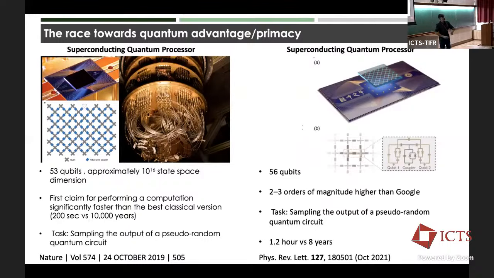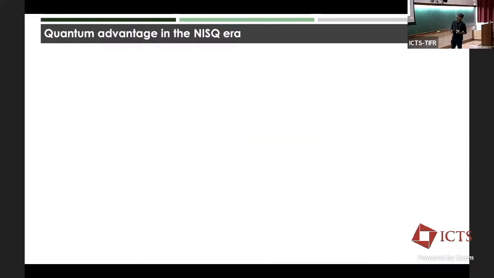These results are still somewhat controversial, and there have been many criticisms of this estimate. Very recently there was a paper which said that for your estimate, you're assuming that you had a perfect quantum computer, but your quantum computer is very noisy. So if you take that into account, then maybe you don't need that long to reproduce the result.